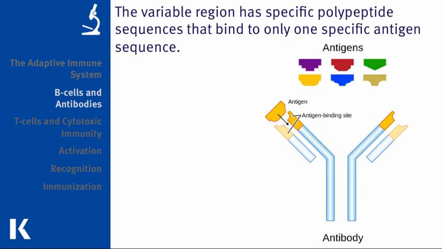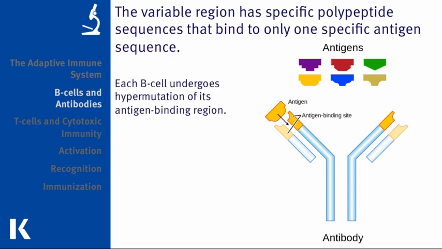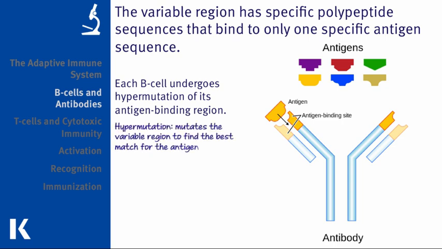Antibodies have specific polypeptide sequences in their variable regions that correspond directly to one particular type of antigen. Because B cells are in charge of quickly activating antibodies to best match invading antigens, they hypermutate. Hypermutation lets the cell try many iterations of the variable region until it lands on the one that can most effectively bind to the antigen.